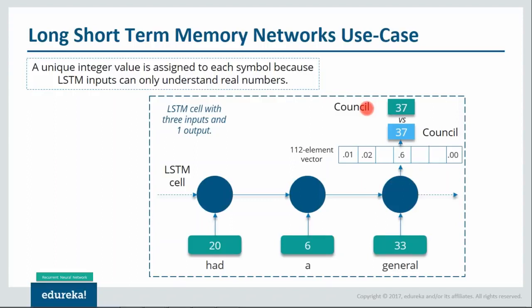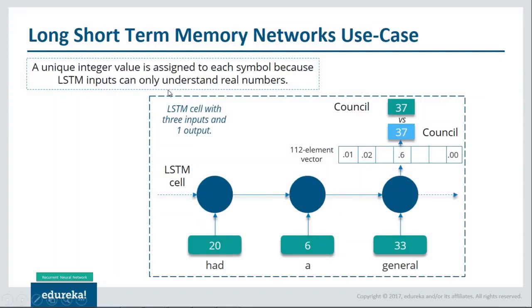For example, we have "had" here that will have value 20. "A" will have value 6. "General" will have value 33. All right, and then our LSTM will create a 112 element vector that will contain the probability of each of these words, or each of these unique integer values. All right, so since 0.6 has the highest probability in this particular vector, it will pick the index value of 0.6, then it will see what symbol is attached to that particular integer value. So 37 is attached to council. So this will be our prediction, which is absolutely correct, as the label is also council according to our training data. All right, so this is what we'll be doing in today's use case.